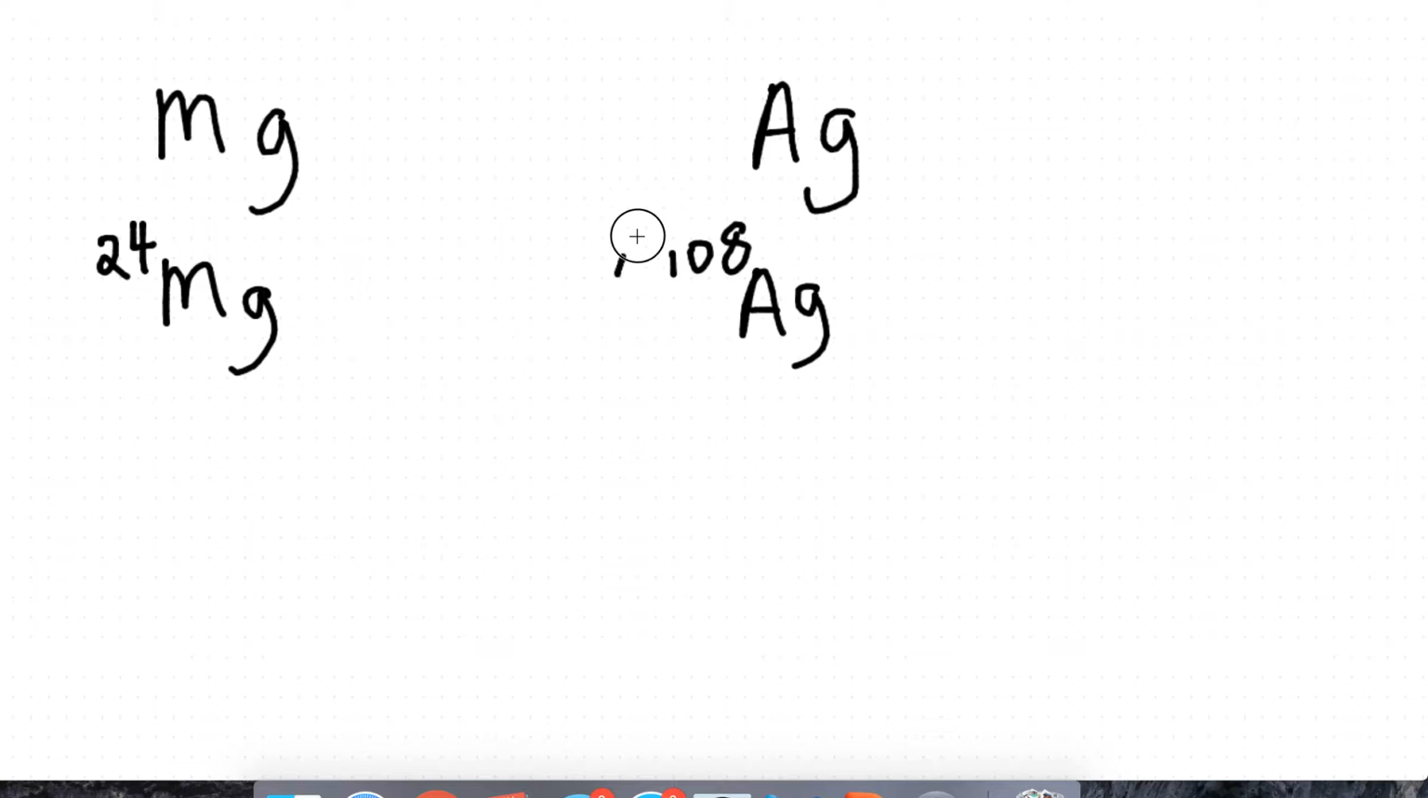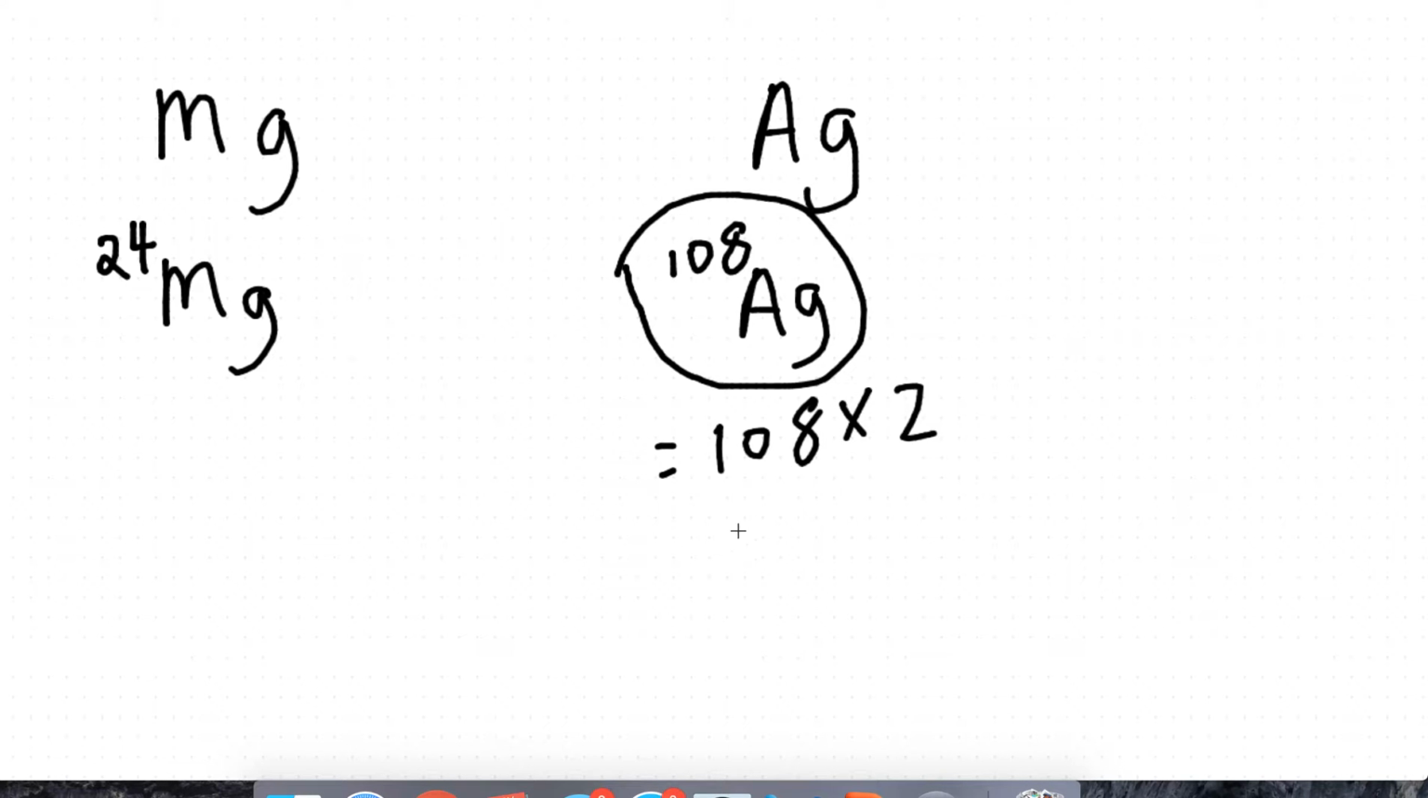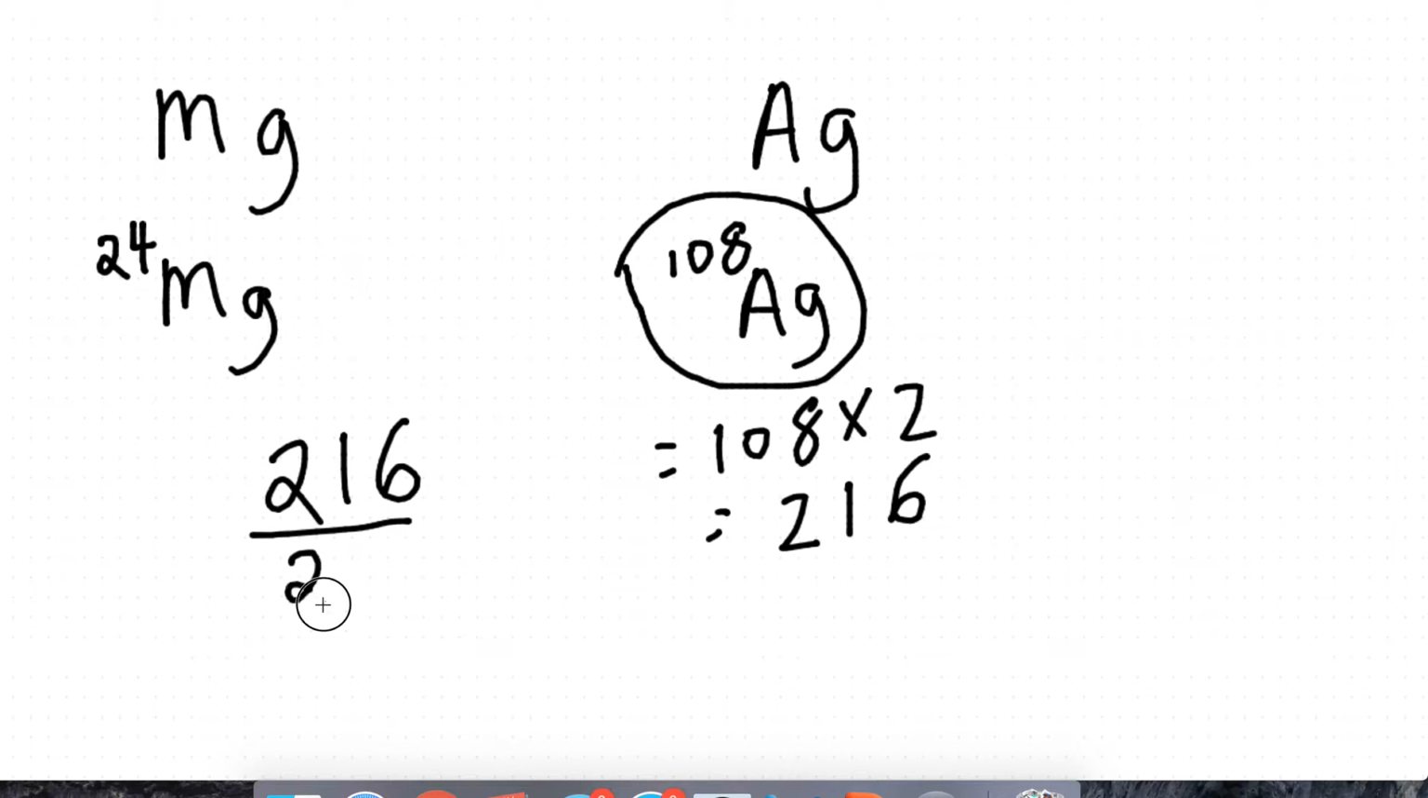But the question says, how many magnesium atoms have the same mass as 2 silver atoms? This is the mass of 1 silver atom. What is the mass of 2 silver atoms? 108 times 2, which is 216. So, 2 silver atoms is how many times bigger than 1 atom of magnesium? Same thing, 216 divided by 24, which equals 9 times, or 9 atoms, sorry. You can also just leave the answer as 9 and you'll be good. So, does this make sense, guys? Are you able to understand this?